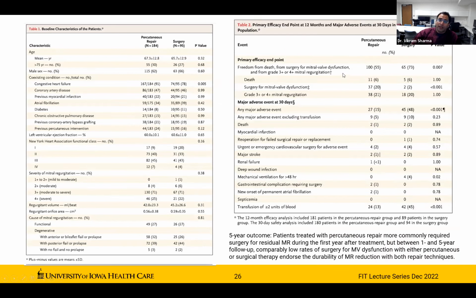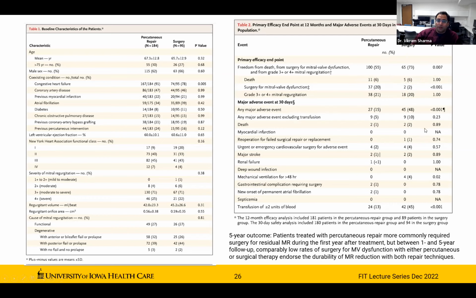And these are the endpoints. So when we look at the primary efficacy endpoint, in terms of freedom from death, from need for surgery for mitral valve dysfunction after the procedure, or grade 3+ to 4+ MR, this was really in favor of surgery, but most of it was driven by a need for surgery for mitral valve dysfunction after the procedure. As many as 20% of patients in the percutaneous repair group needed a surgical valve repair or replacement after the MitraClip, whereas only 2% of patients in the surgical group needed a redo procedure. There was no difference in mortality, as we mentioned, and overall, at the end of 1 year, the percentage of patients having 3+ to 4+ MR was pretty similar.